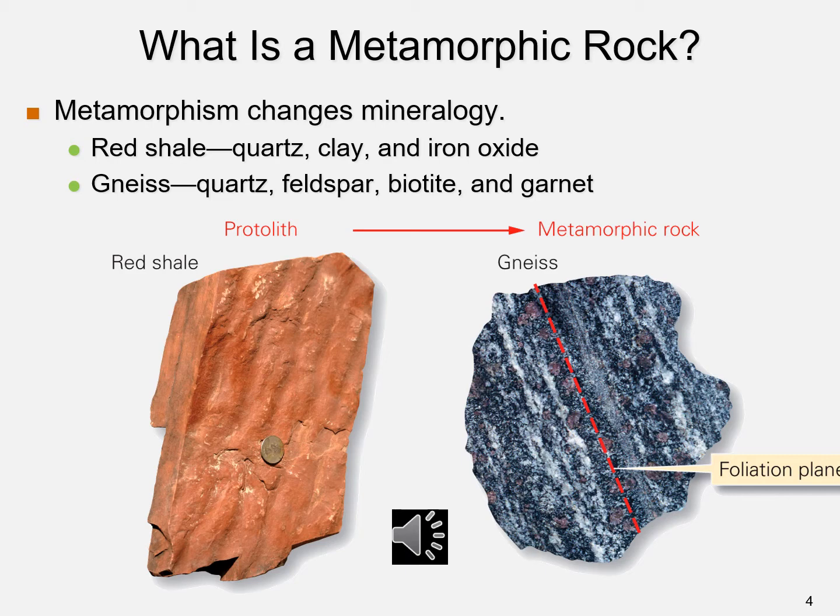Metamorphism of red shale can yield a metamorphic rock consisting of aligned mica flakes and brilliant garnet crystals. For example, in our photograph, a specimen of red shale on the left contains clay, quartz, and iron oxide. When this rock undergoes intense metamorphism, it may change into a gneiss, G-N-E-I-S-S, containing different minerals. The gneiss sample on the right contains biotite, quartz, feldspar, and purple garnet.